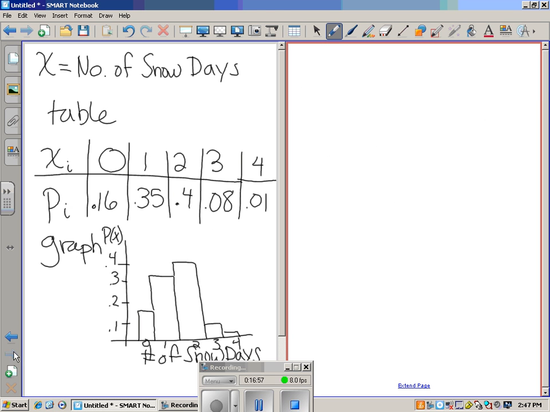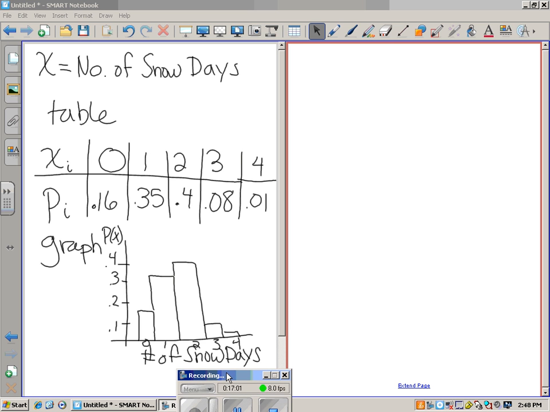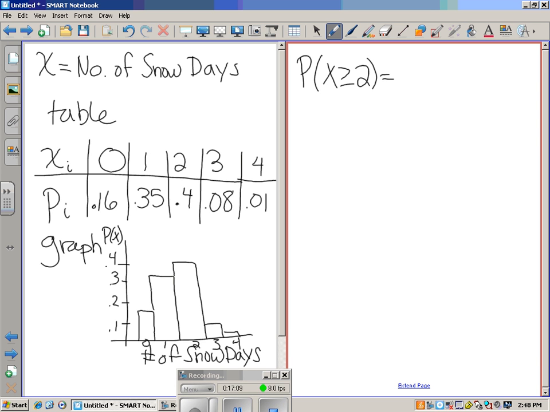And given both of those ways of recording the probability distributions, we can then answer questions like, what's the probability that x is greater than or equal to 2? So this is the rigorous notation. What it's asking is just what's the probability we're going to have 2 or more snow days.